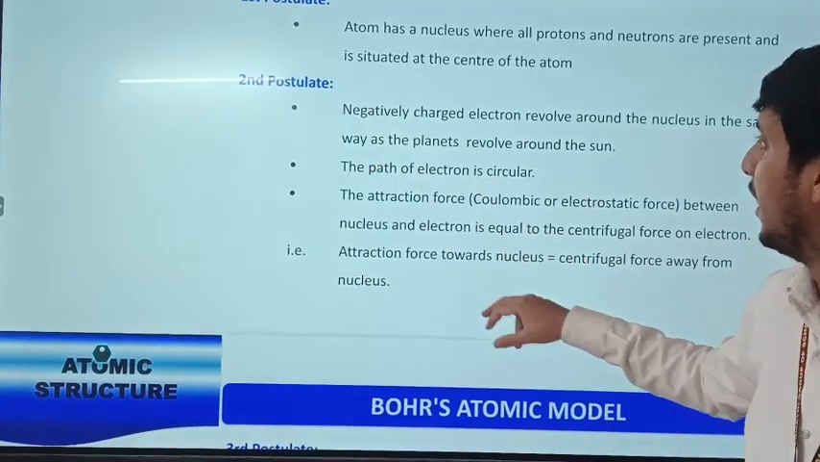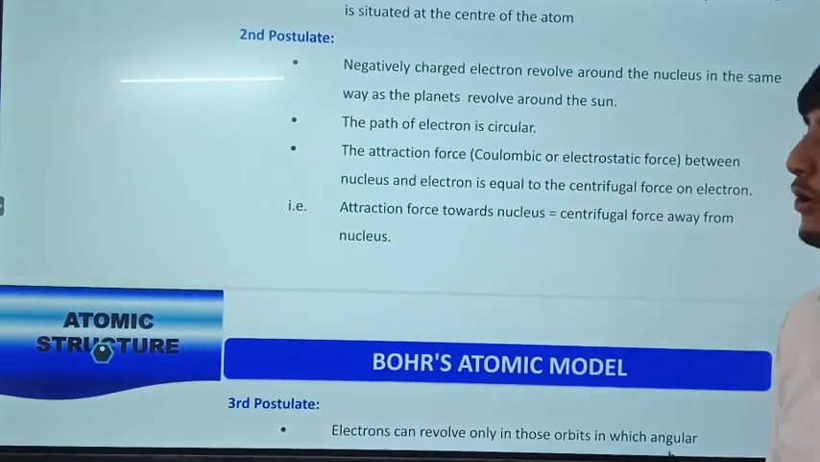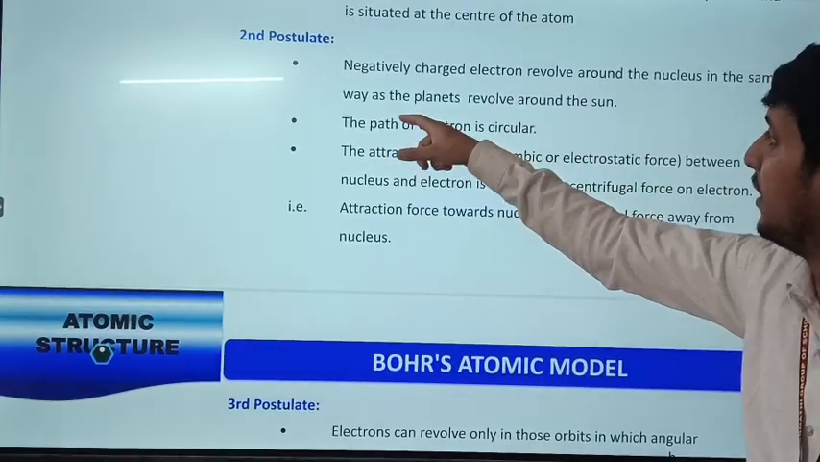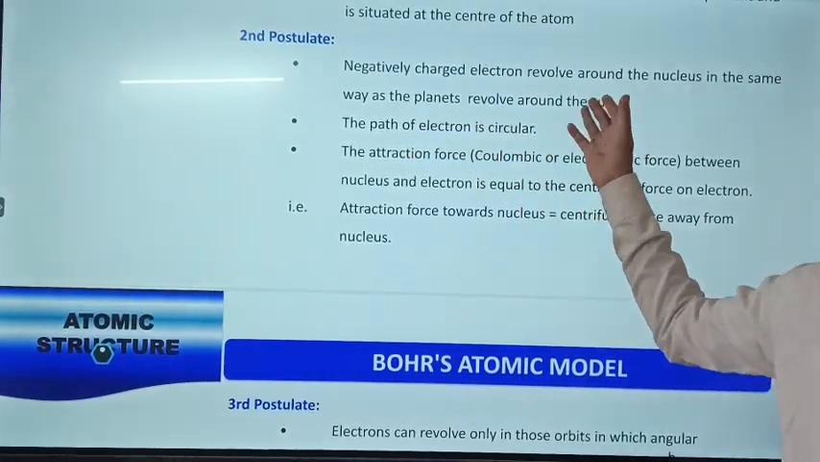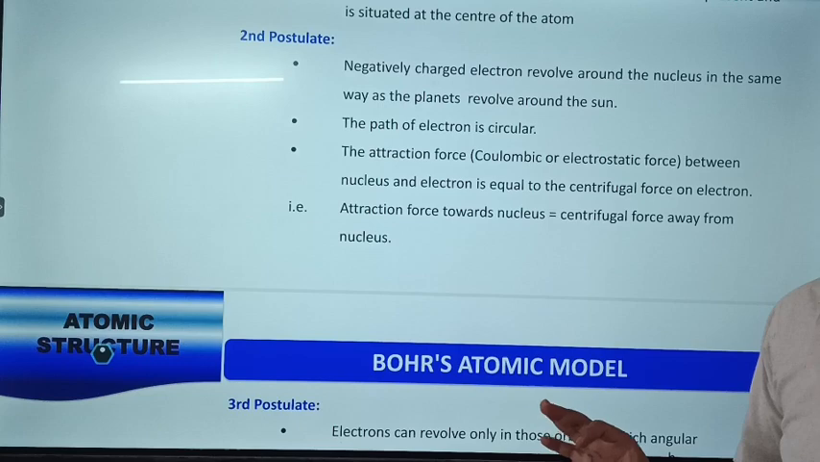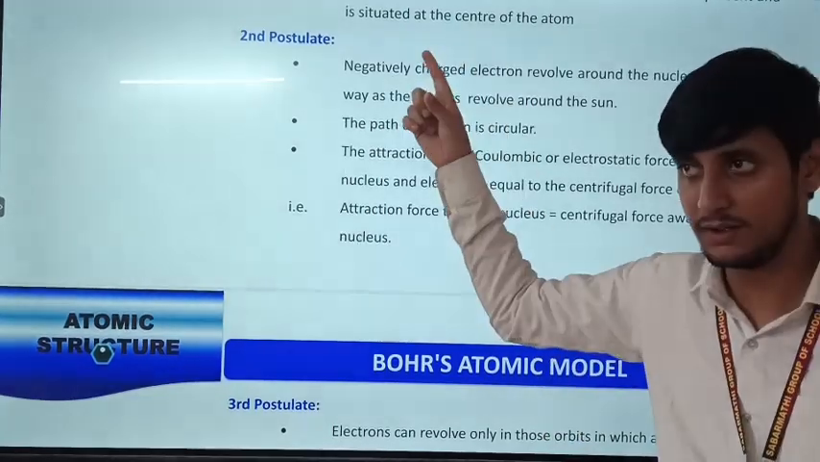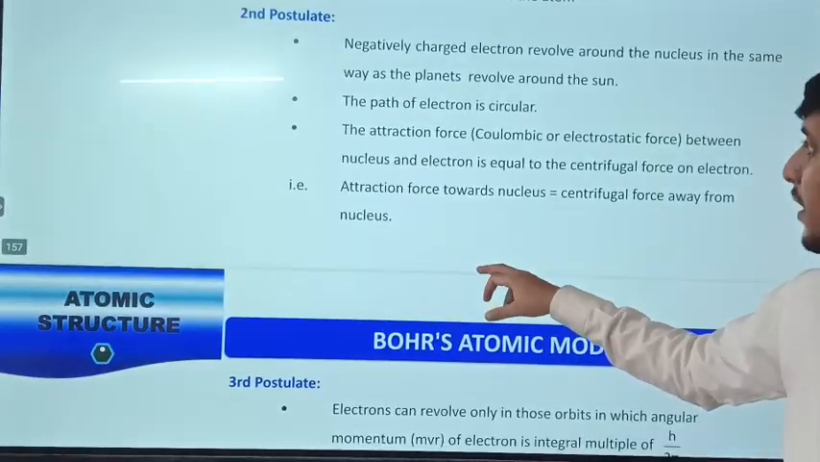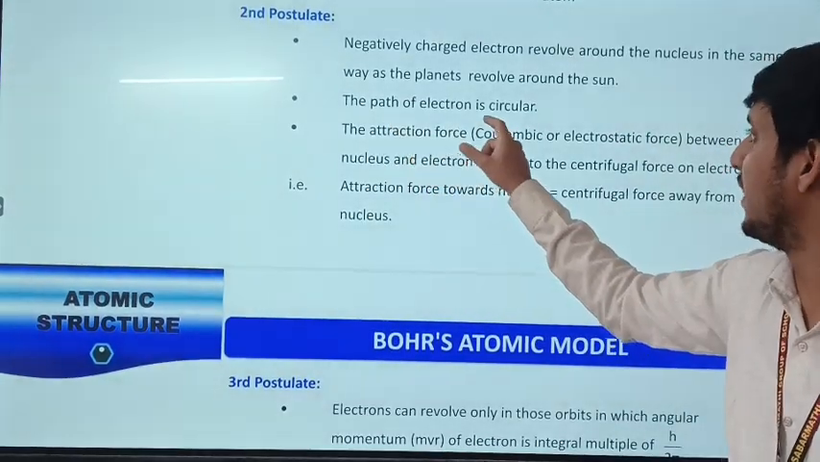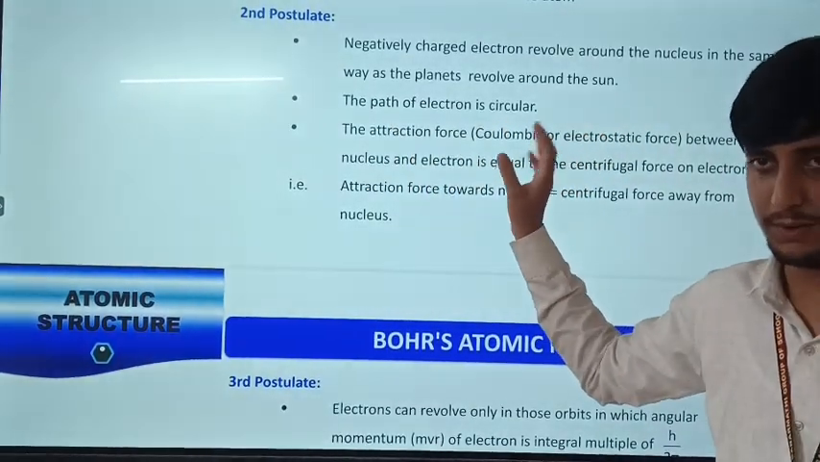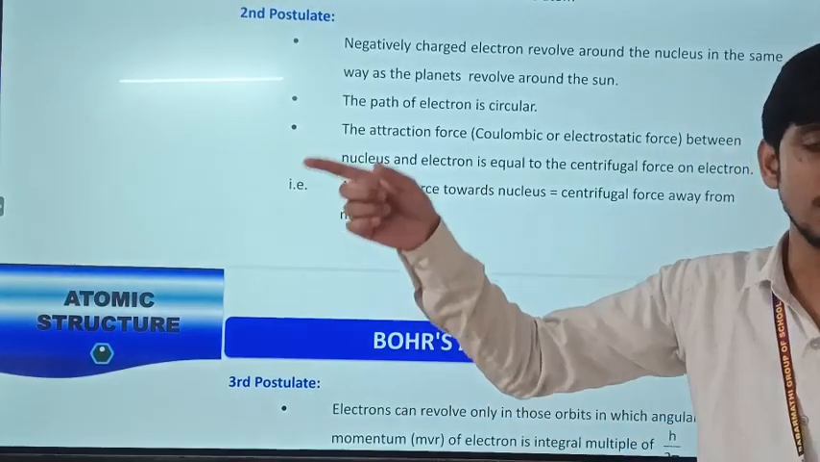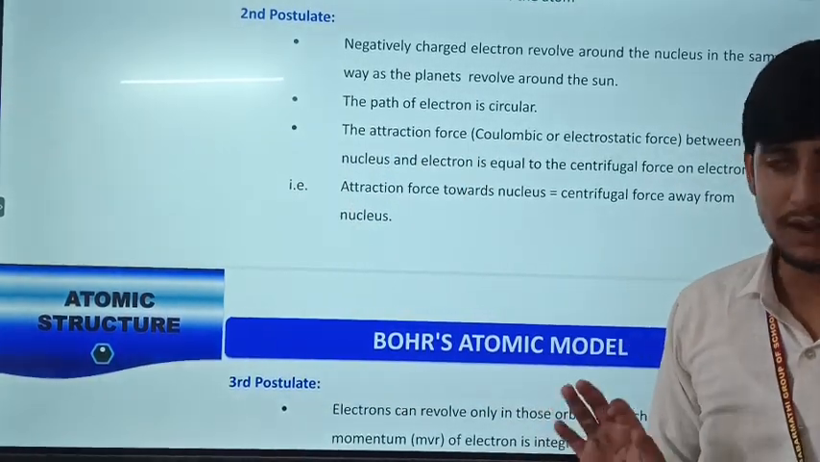Second postulate: negatively charged electrons revolve around the nucleus in the same way as the planets revolve around the sun. This planetary motion of electrons was explained by Rutherford. Rutherford copy. The path of electron is circular, means electrons revolve in a circular path around the nucleus.